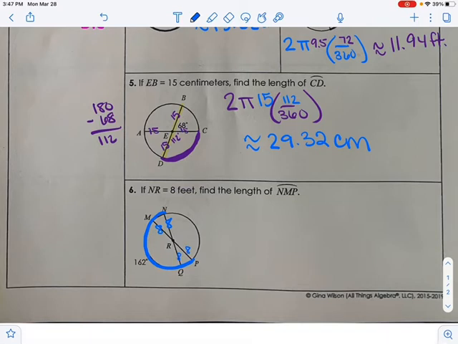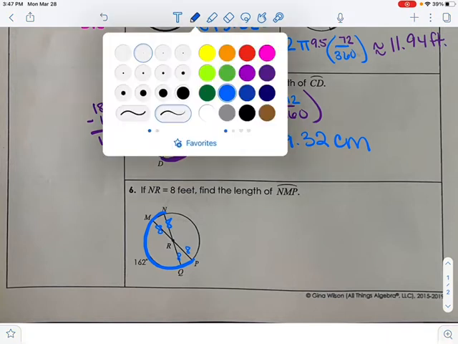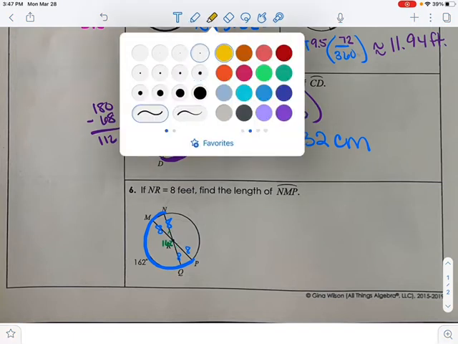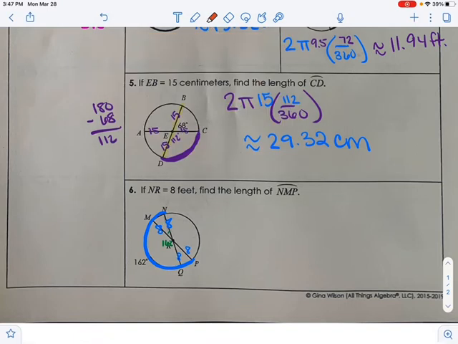I am, though, missing some angle pieces because I do know that right here is a 162, but these I'm still missing. So I need to focus on what's in the picture. And right here that I'm highlighting in orange, this line, NQ, for example, is a diameter. So again, 180 minus 162 is 18. So I know this is 18, and I know that little one is also 18.